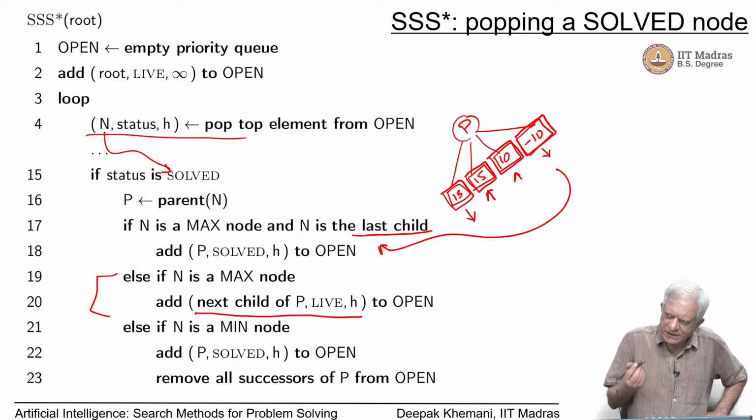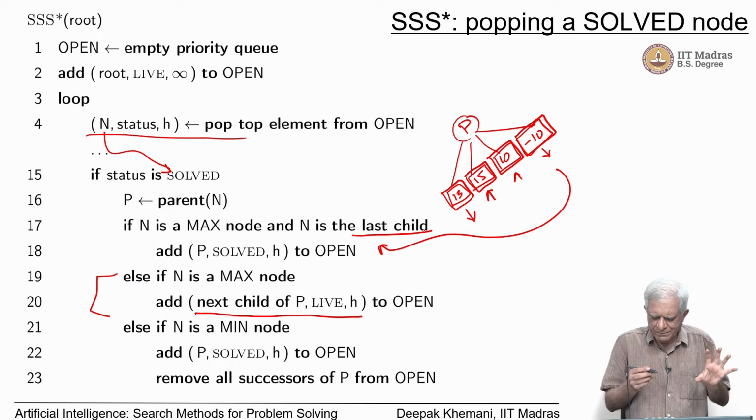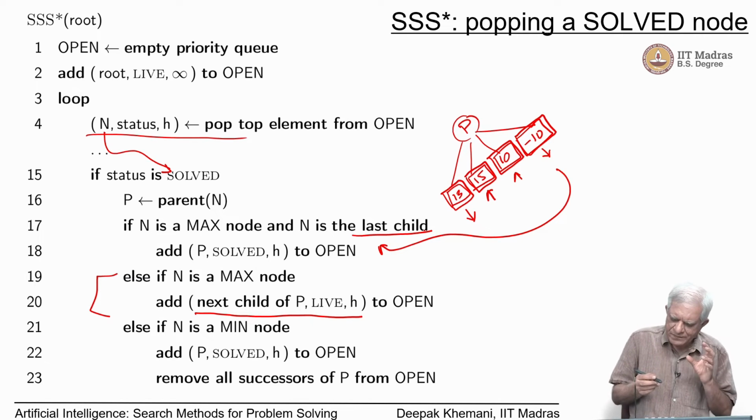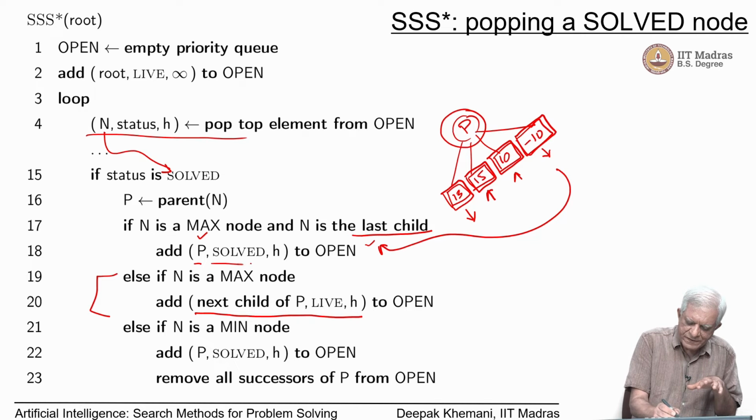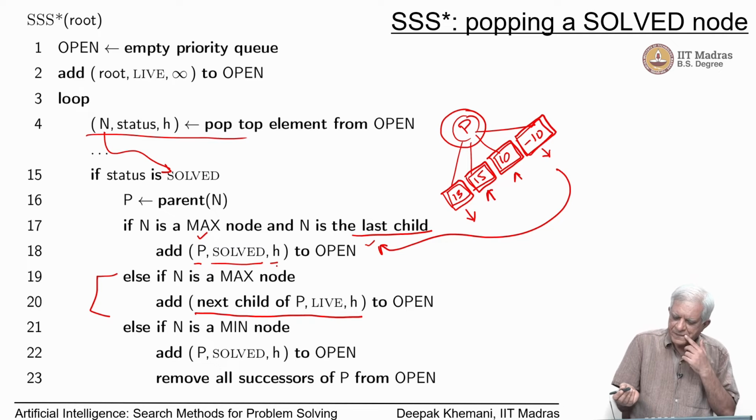If the node that we have popped, remember that we are always popping the node with the highest H value, it is a max node. So, this test is applied here, and it is a last node which is also a test which is applied here, in which case what we say is that if minus 10 is the best that we are looking at, then we add the parent which is the min parent, and we say it is solved, and its value is in this example minus 10 essentially, and we add it to open essentially.